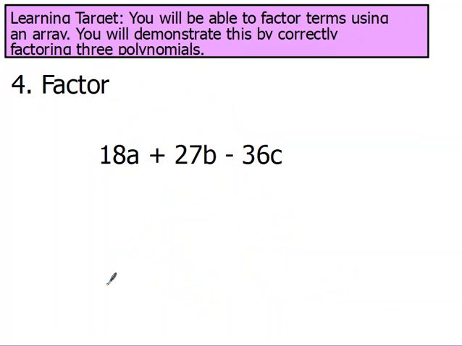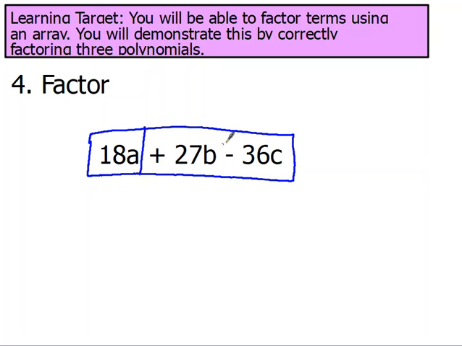Our fourth topic is to factor, which is just doing the opposite. So now I know what was inside that array, and I want to come up with what was in front of it and on top of it. So I'm looking for a number that divides into 18A, 27B, and negative 36C. That will be a 9.